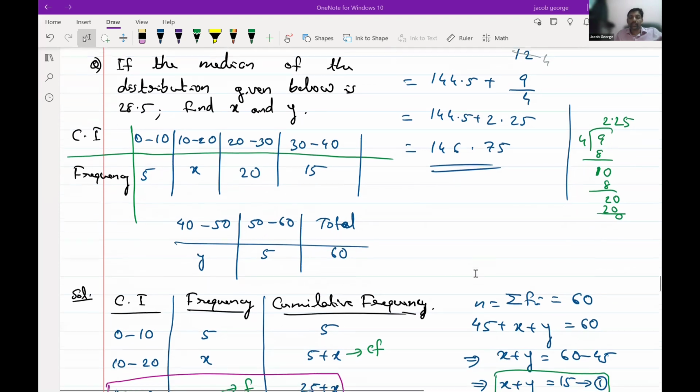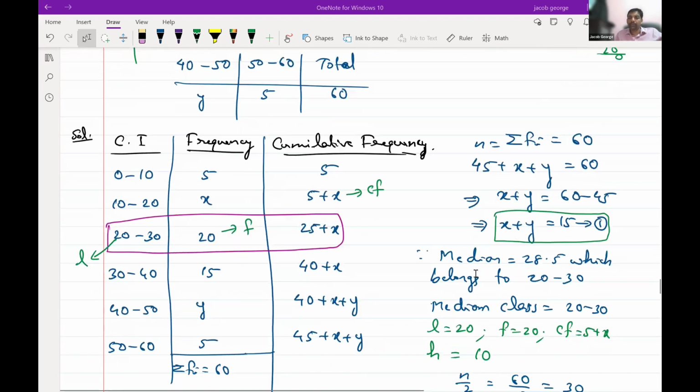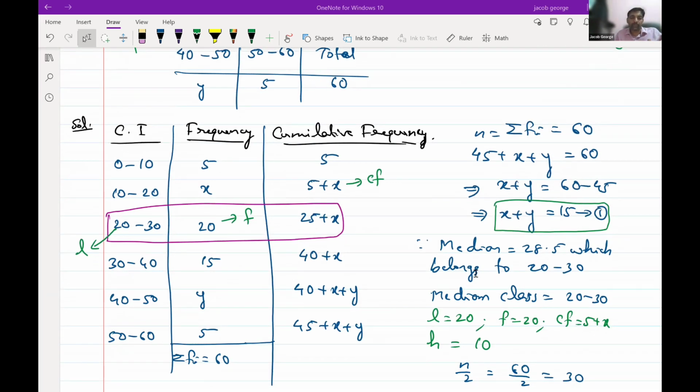So first, second, third column. Every median question, we have to create a third column. First column is class interval. From the question we copy. Frequency from the question we have to copy. Then cumulative frequency. Look at cumulative frequency 5. Then 5 plus X. If variable comes, don't worry. The same way we have tried. 5 plus X. Then 5 plus X plus 20, 25 plus X, 25 plus X plus 15, 40 plus X. Like this, keep on adding to the next frequencies, you will get cumulative frequency.